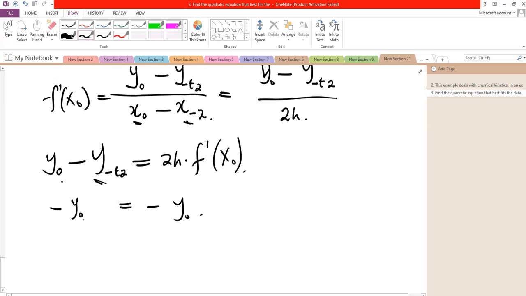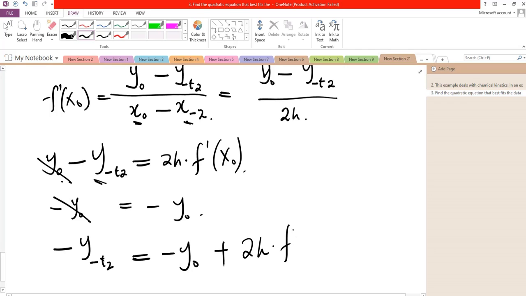Now this y subscript 0 will cancel each other on the left hand side. You have minus y subscript minus t2 equal to minus y0 plus 2h times first derivative function of x of 0.